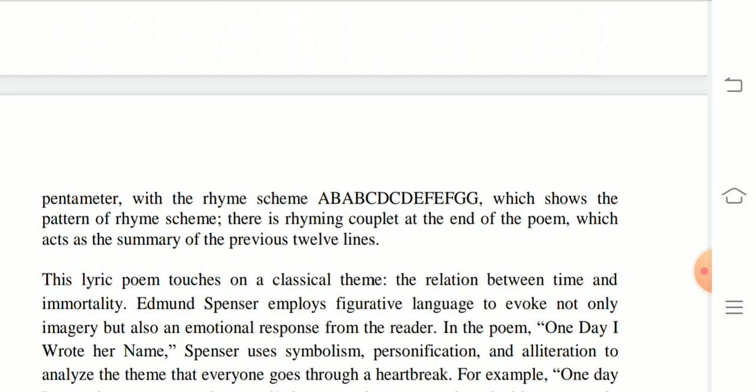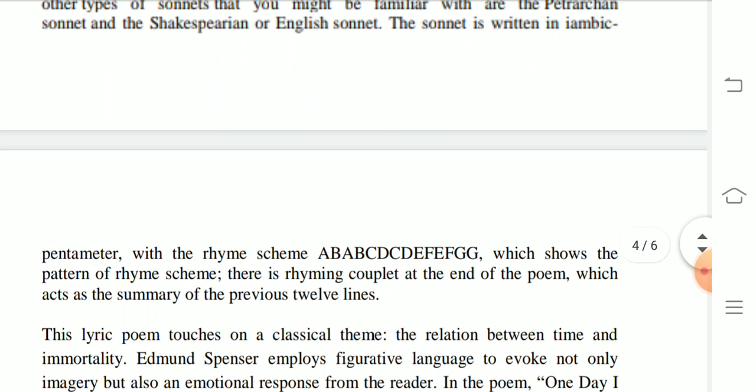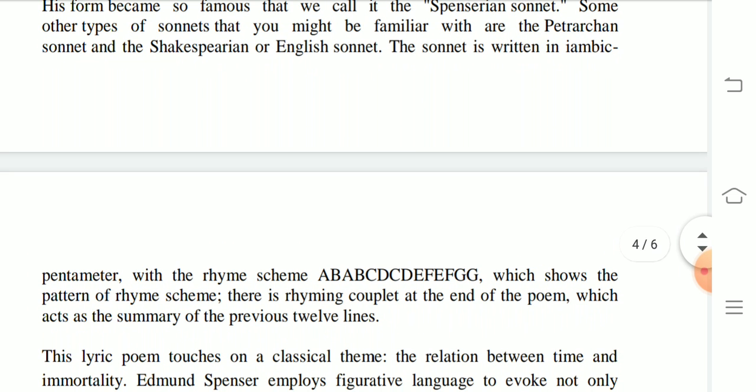There is a rhyming couplet at the end of the poem which acts as a summary of the previous 12 lines. Here I would like to tell you that the Petrarchan sonnet follows the rhyme scheme of ABBA, ABBA, CDE, CDE. Then we come to the Shakespearean sonnet. It follows the pattern of AB, AB, CD, CD, EF, EF and GG.